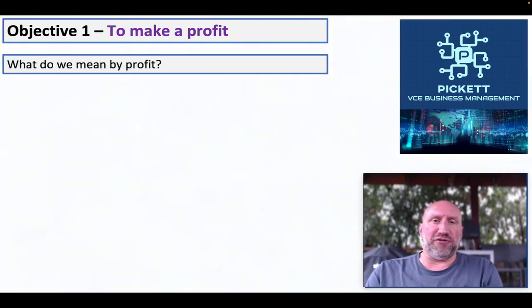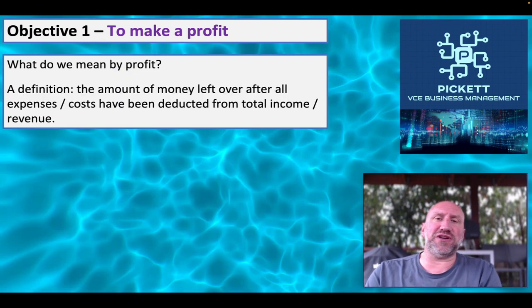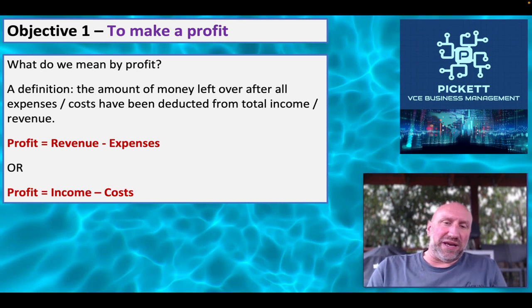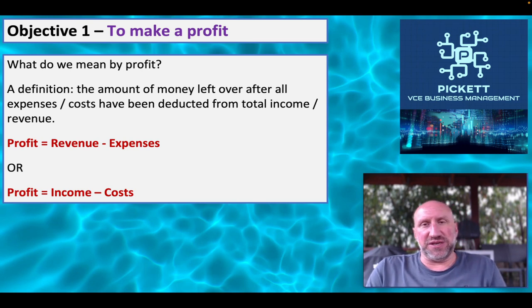a profit. Okay, so what do we mean by profit? If you had to define that, it is the amount of money left over after all expenses or costs have been deducted from total income or revenue. Okay, so there's a definition. Profit equals revenue minus expenses, or income minus costs. Revenue and income mean the same thing. Expenses and costs mean the same thing.